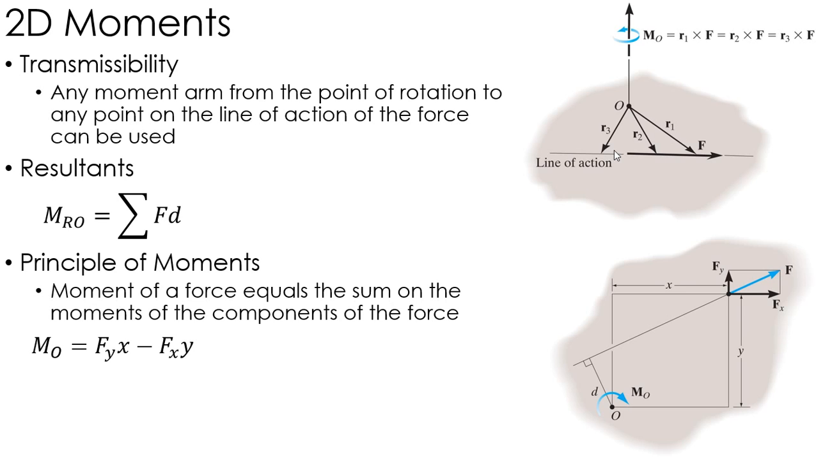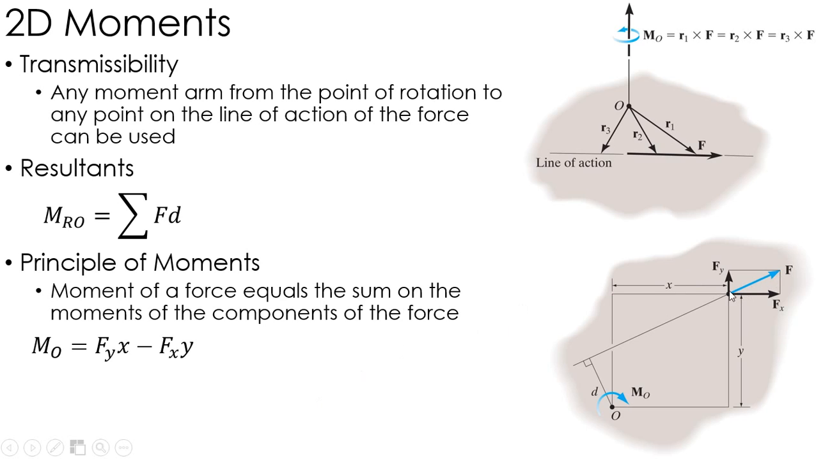Using both this idea of resultants as well as that idea of transmissibility, where I can draw the moment arm from point O to anywhere along the line of action of the force, we get the principle of moments, which is what we're going to use in 2 dimensions to help us figure out what these moments are. And that statement is simply that the moment of a force is equal to the sum of the moments of the components of the force. So what does that mean?